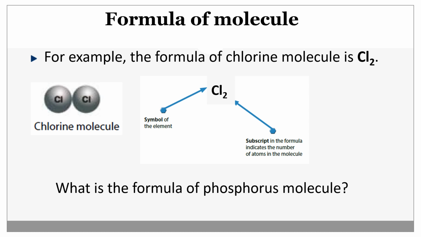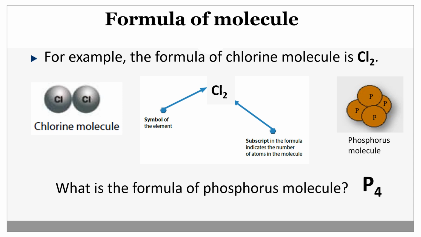What do you think is the formula of the phosphorus molecule? The formula of the phosphorus molecule is capital P with a subscript 4. The capital P represents the symbol of phosphorus, and the subscript 4 indicates that there are four atoms of phosphorus in one phosphorus molecule.